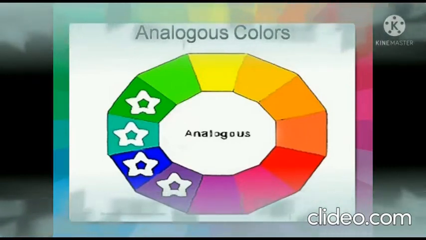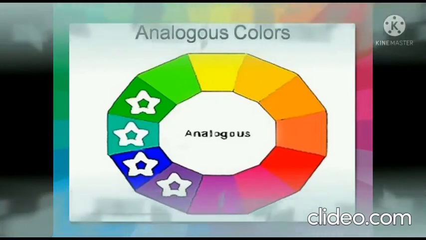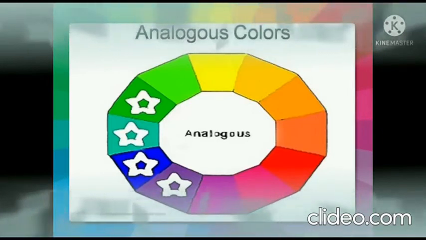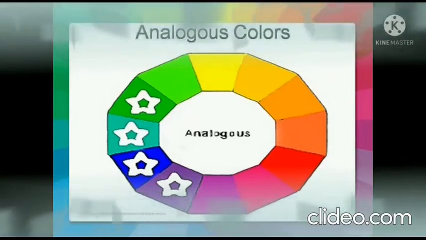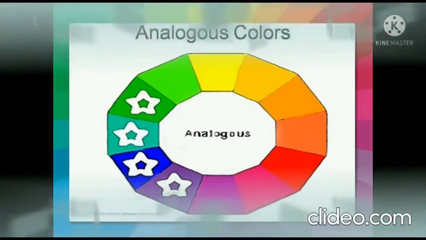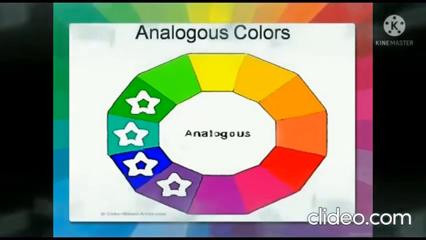Another example for analogous colors are green, blue green, and blue violet. These are analogous colors.